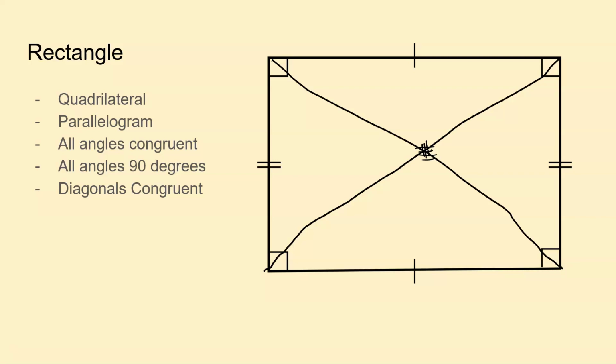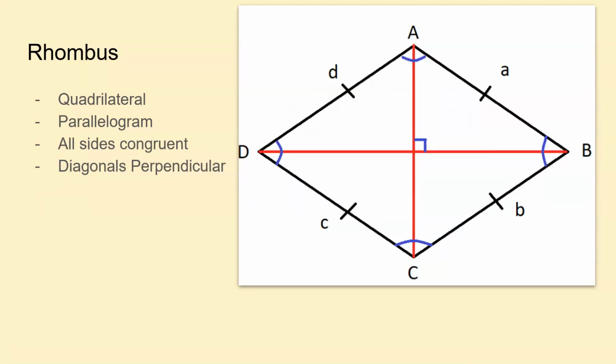So make sure you have those properties as well as a picture down. Next, we have the rhombus. So the rhombus is a quadrilateral, and it is a parallelogram as well, just like the rectangle is. The difference between a rhombus and just a plain parallelogram is the rhombus has the extra property of having all four sides congruent.